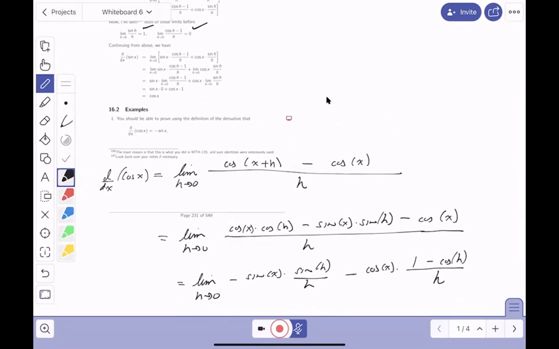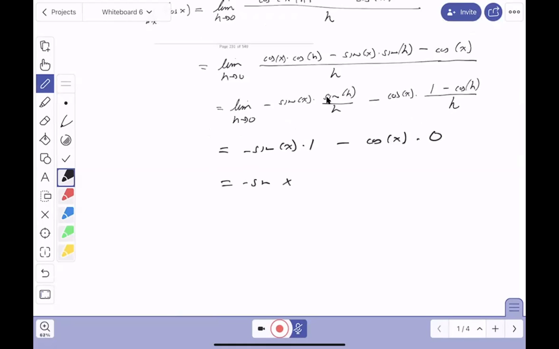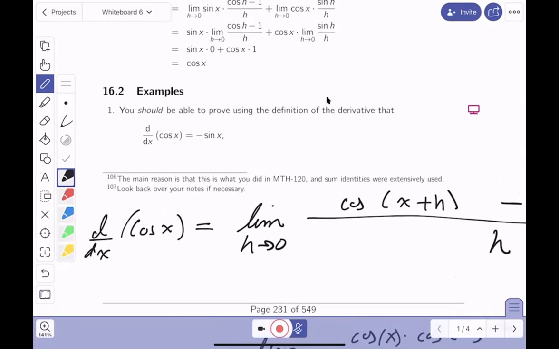So what do you get over there? The first one is simply minus sine x times 1. And the second one is minus cosine x times 0. Let me write that down for you. Minus sine x times 1 minus cosine x times 0. What do you get over there? Minus sine x. Is that what they said? They sure did. They said you should be able to prove this using the definition of the derivative. We just did that. We proved it.